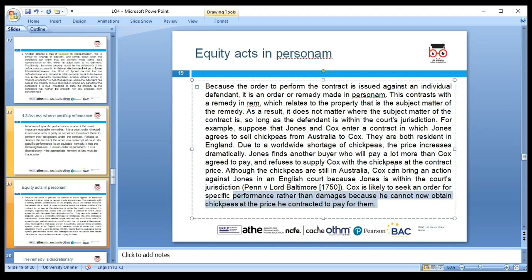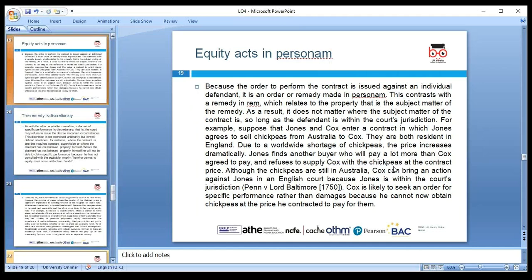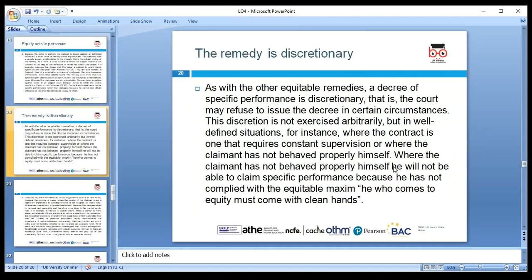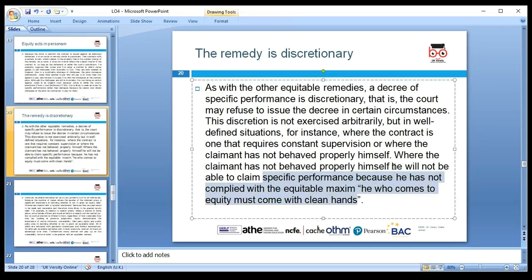For example, chickpeas at the price he contracted to pay for them. These are all cases we can go through in detail. Remedies are discretionary, as we said earlier, so we can get the maximum return.